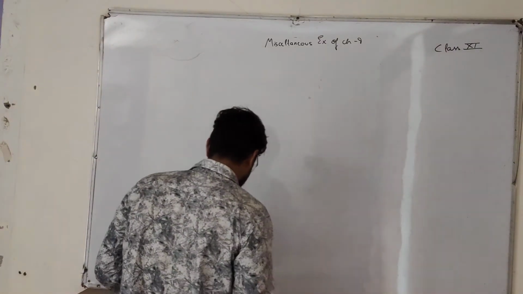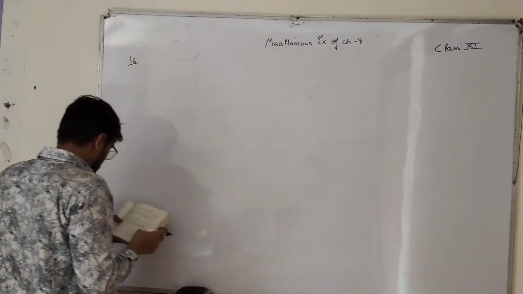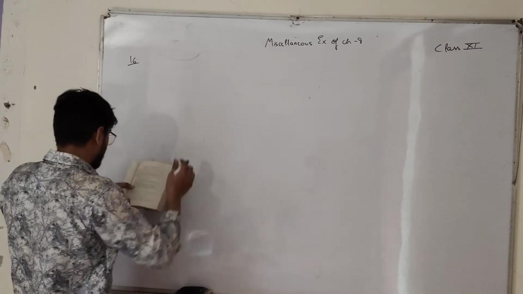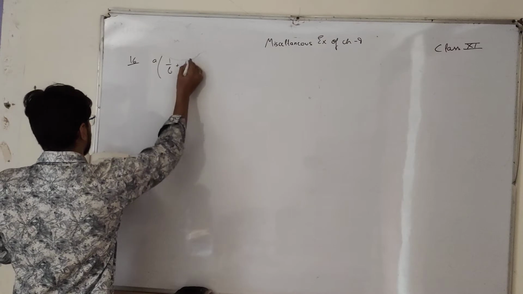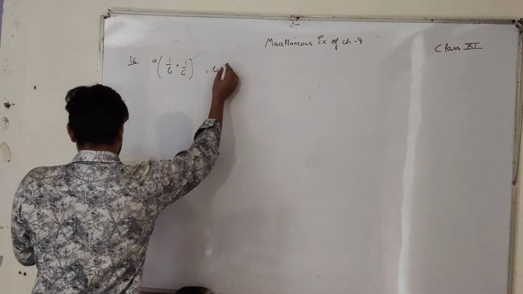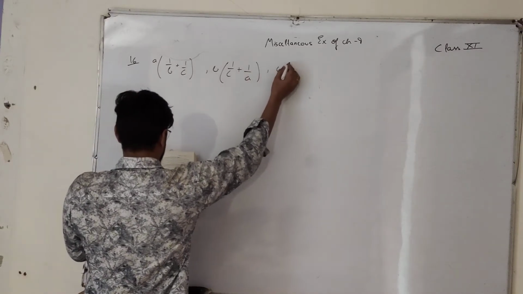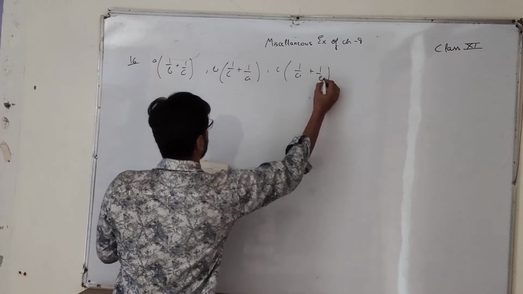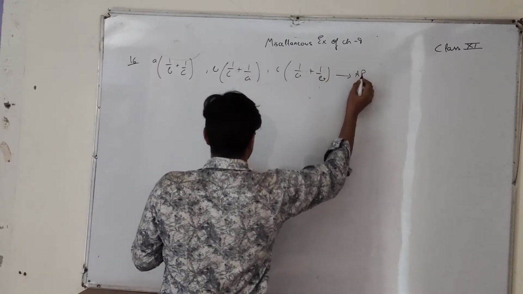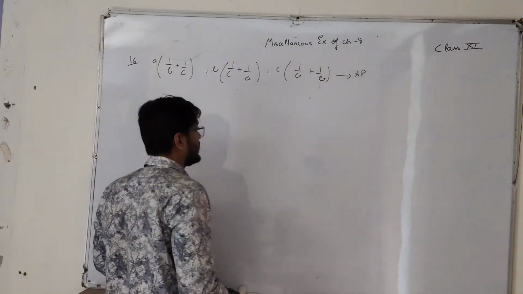Next is question number 16. In question number 16, we have that (1 upon B plus 1 upon C), (1 upon C plus 1 upon A), (1 upon A plus 1 upon B) are in AP. We have to prove that A, B, C are in AP also.